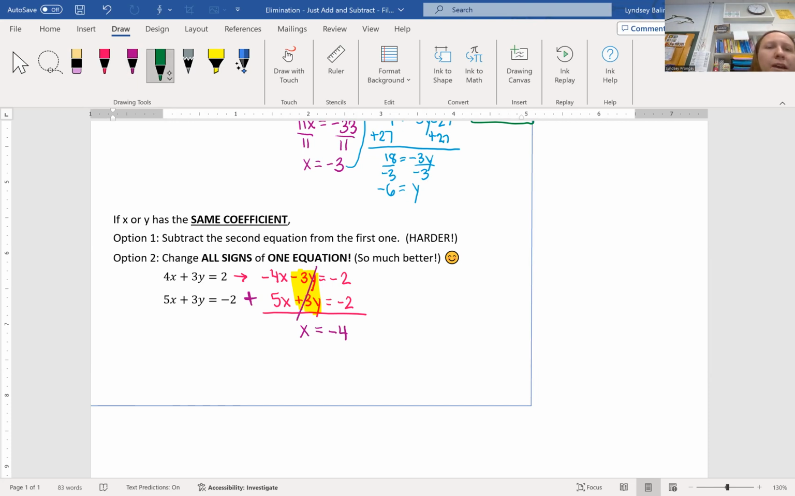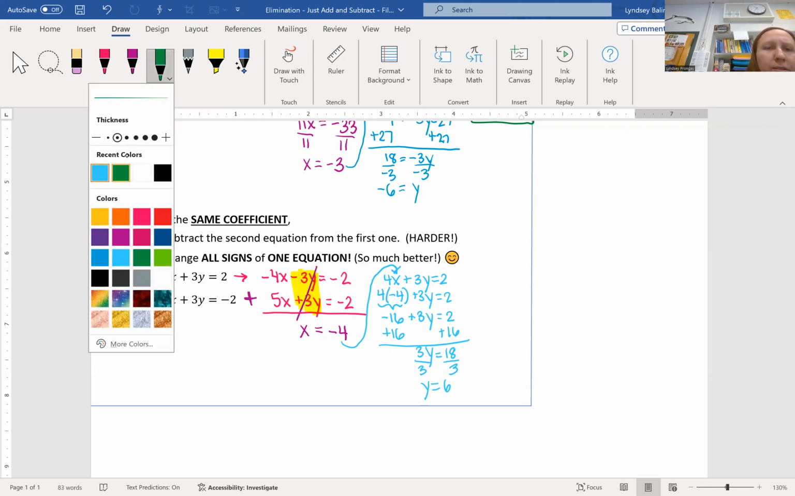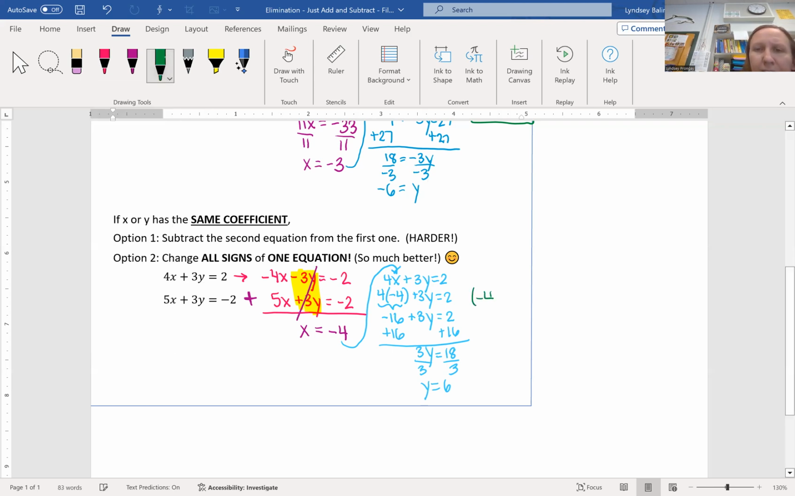And now we're going to take that and plug it in. I'll do the first one again, but once again, it does not matter. 4x plus 3y equals 2, and we're taking our x and plugging it in there. So 4 times -4 plus 3y equals 2. Do that itty bitty math. -16 plus 3y equals 2. And then I would add 16 to both sides. 3y equals 18. Divide by 3, and y equals 6. And final answer, -4, 6.